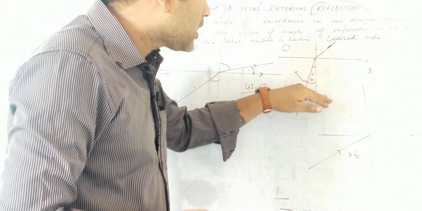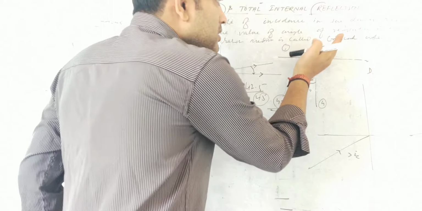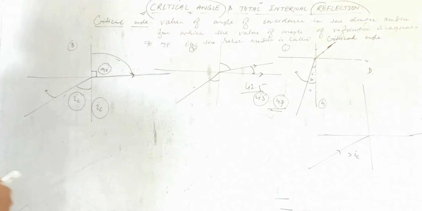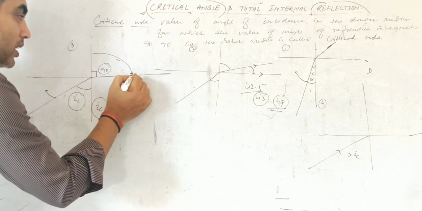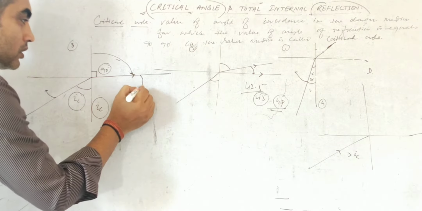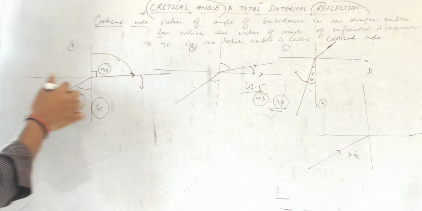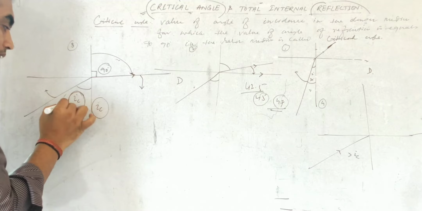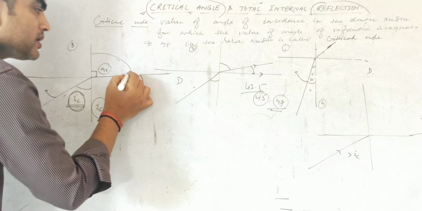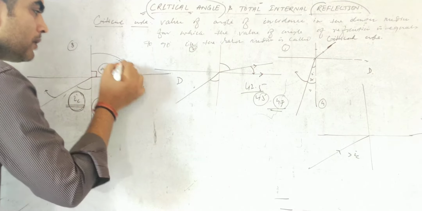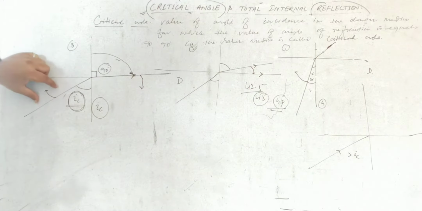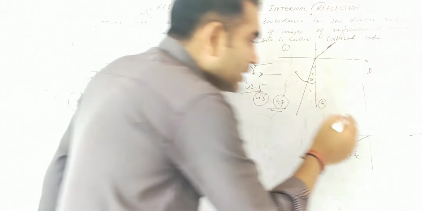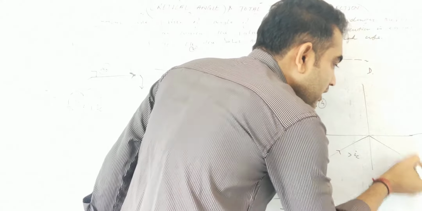As we were increasing the angle of incidence, the refracted ray was bending towards the surface separating the mediums. On further increasing, it will not remain here, it will move this way. That means it will enter into the denser medium. At the critical angle it had reached up to the surface separating the two mediums, and on further increasing the angle of incidence, it will move to the denser medium only.